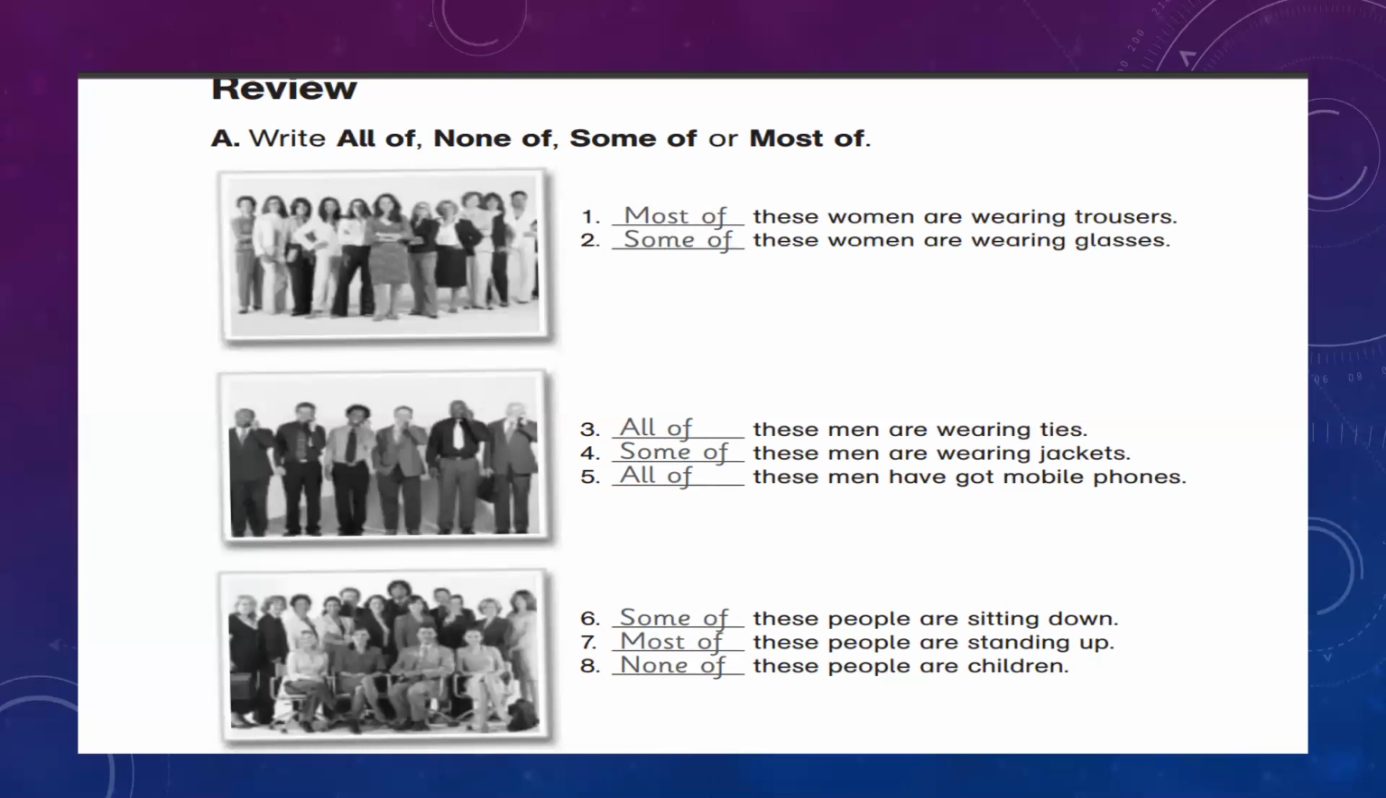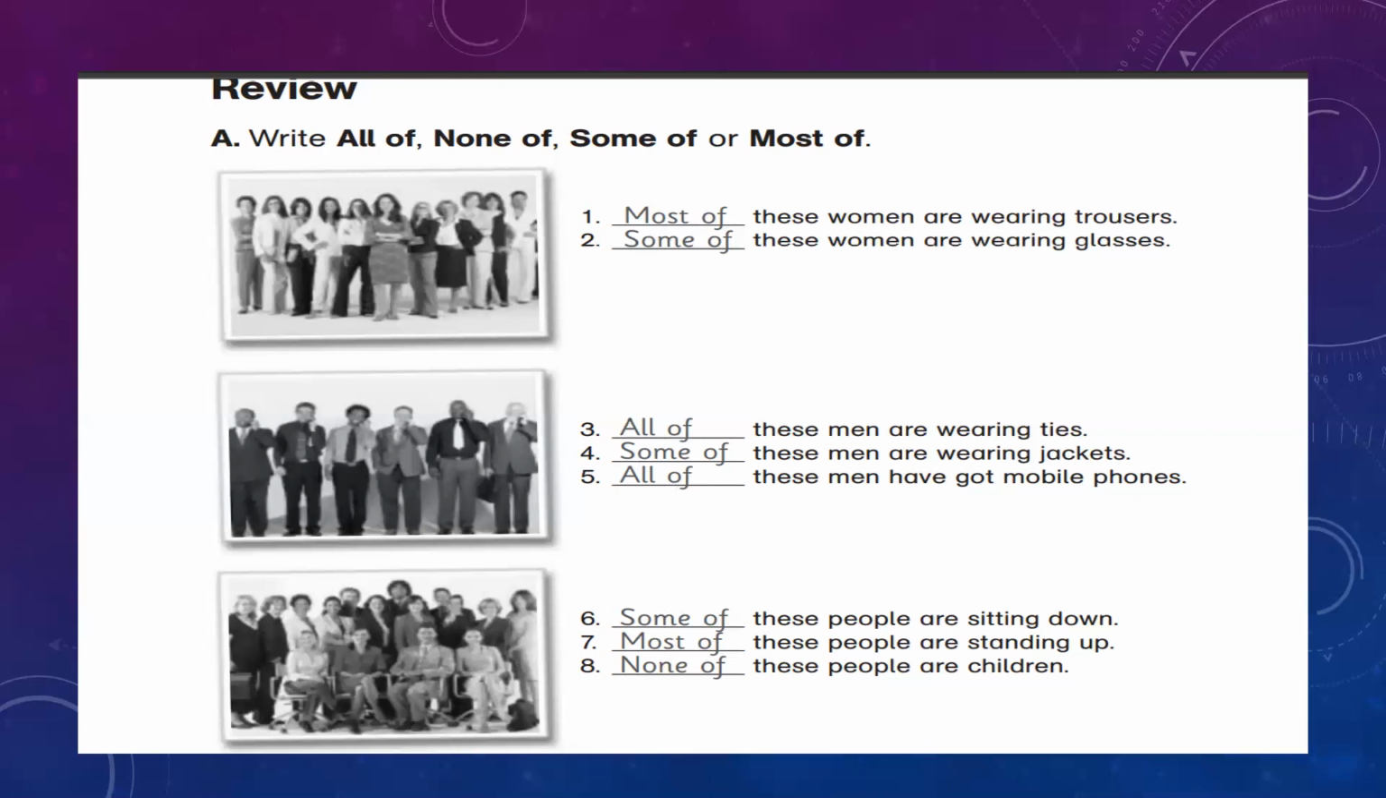Number 6, look at the picture. Some of these people are sitting down. Most of these people are standing up. You remember where we use most of? When more than half of the things are of the same condition. Now, number 8, none of these people are children. Everyone is elder, so none of these people are children. Understand?